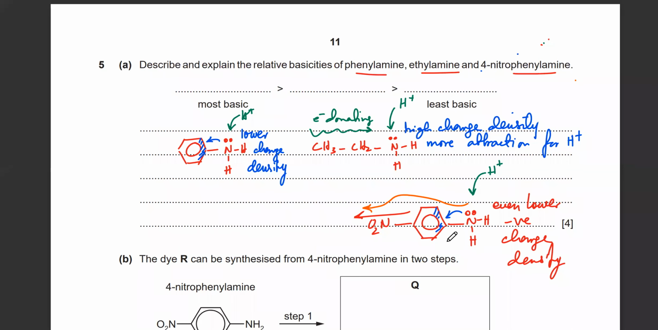Clear, Kenny? Yes, sir. Okay, so just remember that everything depends on these lone pairs. If the lone pairs have really large negative charge density, they're going to attract the H+ very strongly, and they're going to be very strong bases. And if the negative charge density is very low, which is the case when it's bonded to benzene, and even lower when the benzene has an NO2 group, which has an even more electron withdrawing effect, that one is the weakest. So that's all about this one.